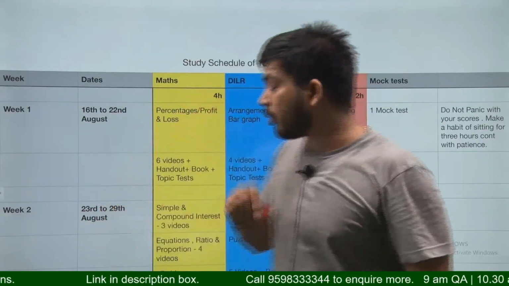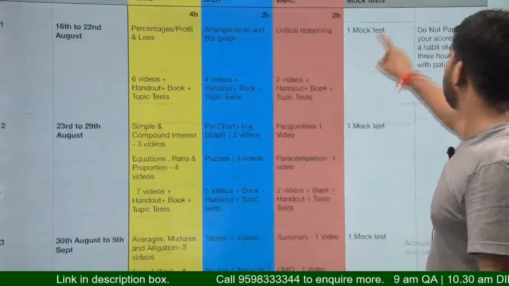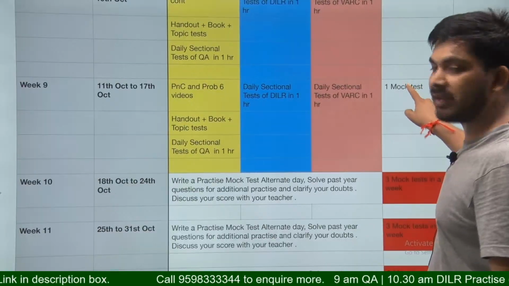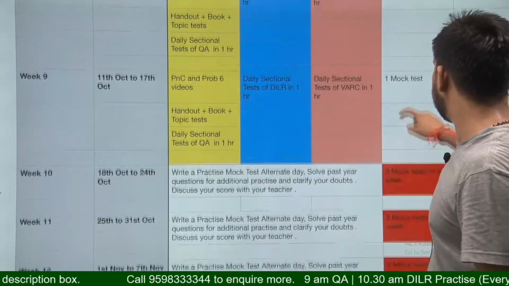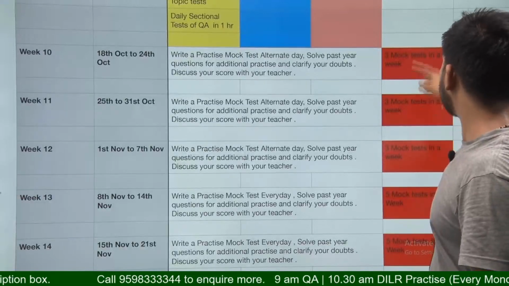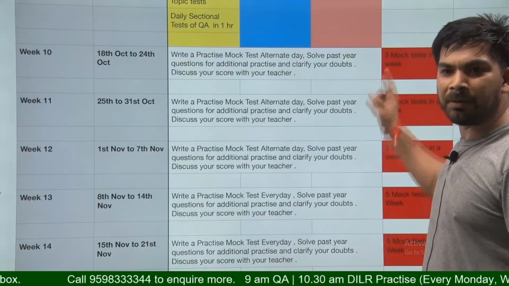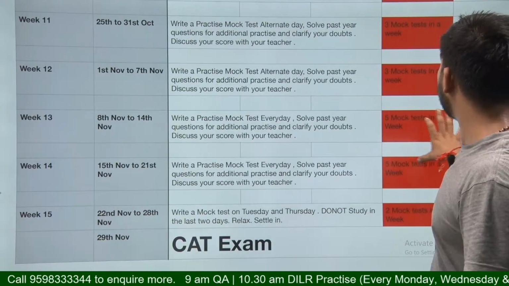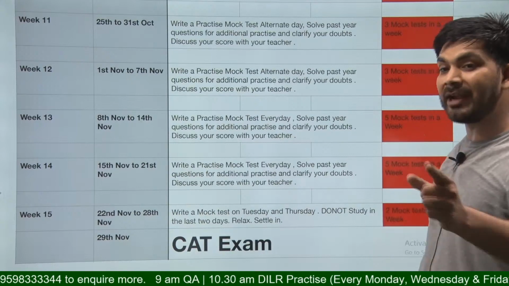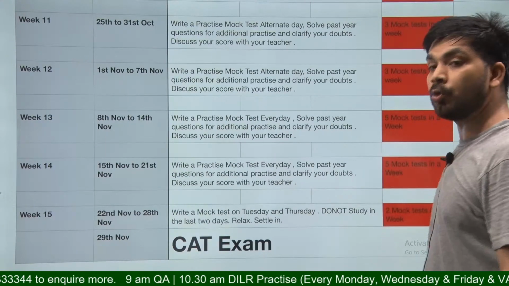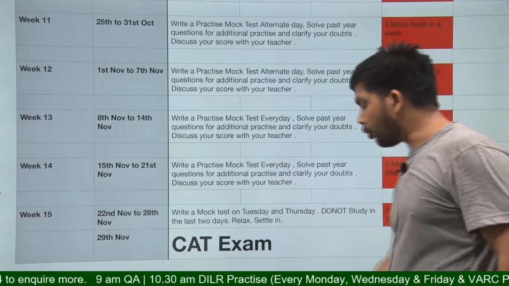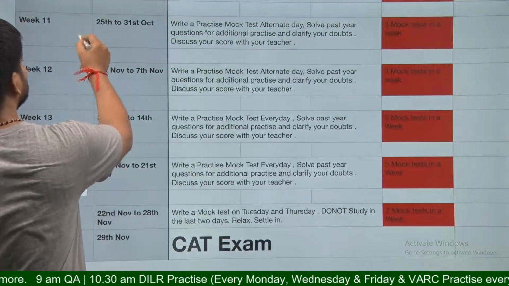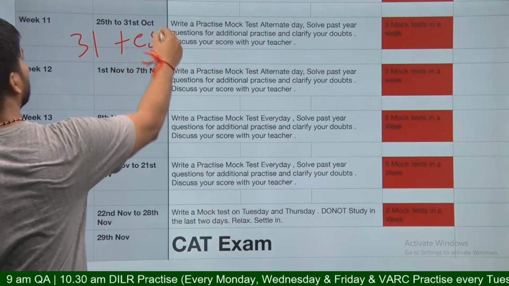Now, let us first of all talk about how many mock tests we have discussed. From week 1 to 9, we have 1 mock test every week, so that makes 9 mock tests. Then for 3 weeks we have 3 mock tests each. So 9 plus 9, 18, plus 5 mock tests for 2 weeks, that means 10, so 28, and then 2 in the last week, that means 31. So overall we are talking about 31 tests, ladies and gentlemen.